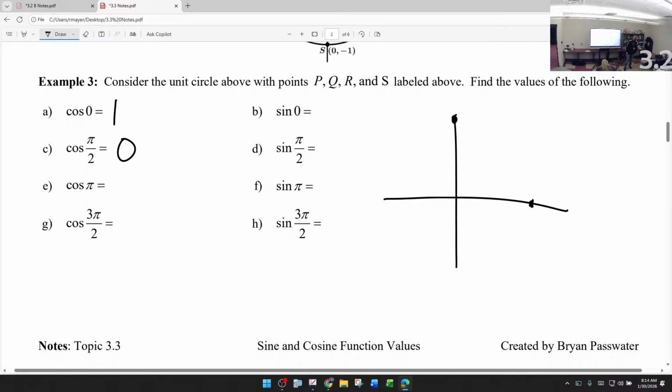I'm skipping. I'm doing A, C, G. Oh, who cares? Cosine of pi. There's pi. The dog had to turn around. -1. And again, at some point, you just got to know these things.